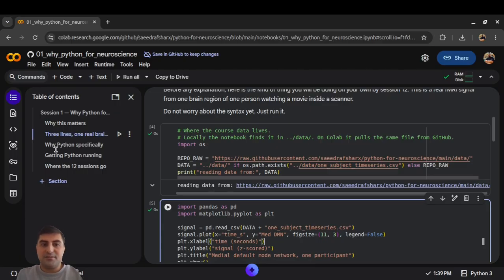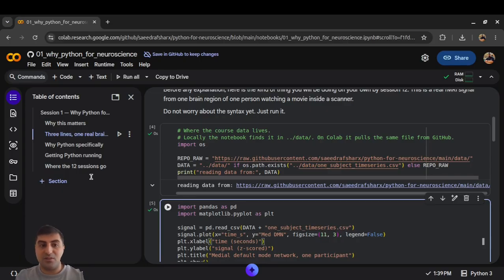Why Python and not something else? Fair question. MATLAB is still everywhere in this field, and plenty of serious labs still run on it. Tools like SPM, EEGLAB, FieldTrip are real tools and not going anywhere. So Python first, because it's free.